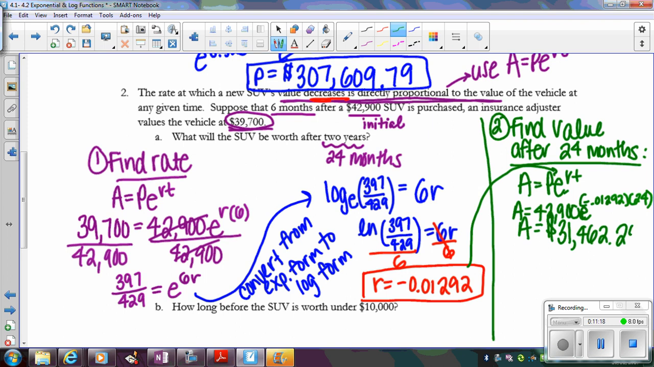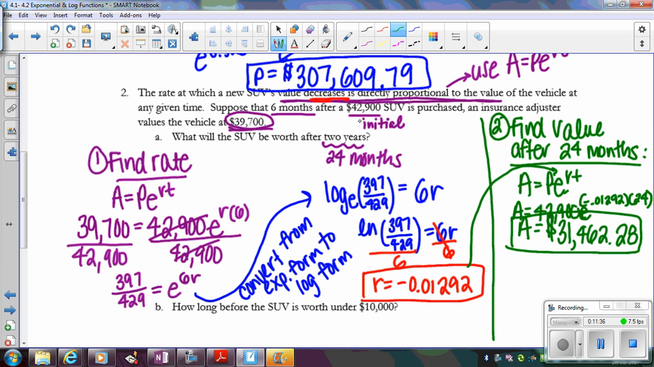$31,462.28. So make sure for these money problems too that you're just rounding to 2 decimal places. It doesn't make sense to have 3 decimal places or 1 decimal place because we're talking about money. So you just automatically do 2 decimal places for those. So that's that. And I mean, that makes sense if you think about it.